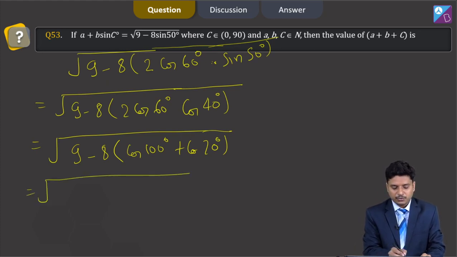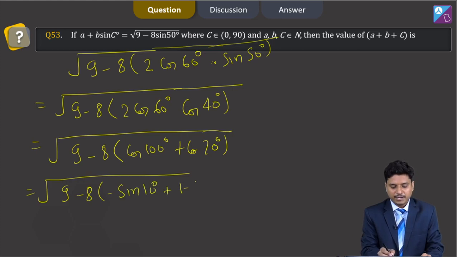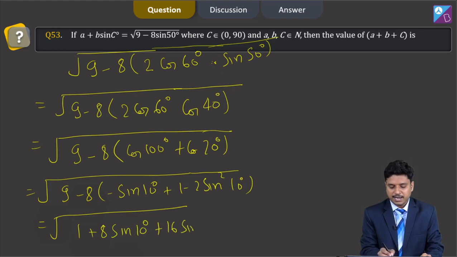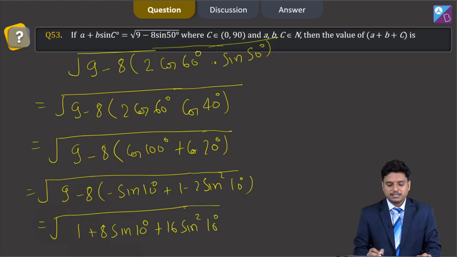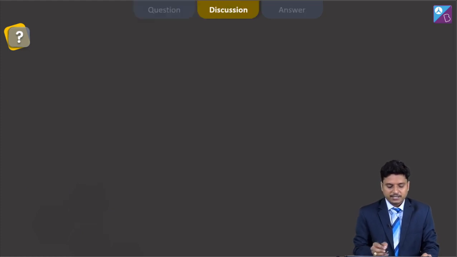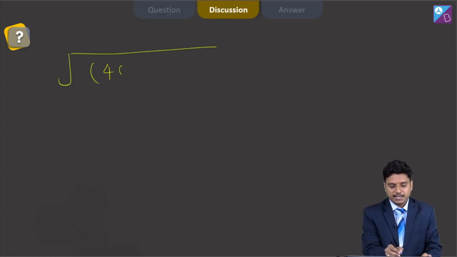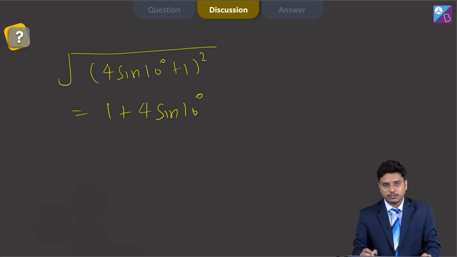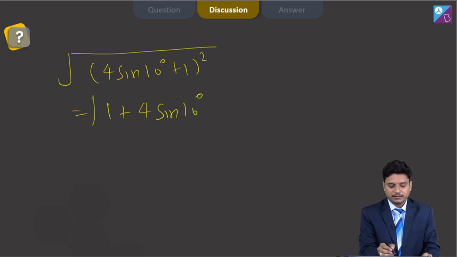So this will be equal to 9 minus 8 times minus sine 10 degree plus 1 minus 2 sine square 10 degree. So this will be equal to 1 plus 8 sine 10 degree plus 16 sine square 10 degree. So you can see that the under root term is actually 4 sine 10 degree plus 1 whole square. So this is equal to 1 plus 4 sine 10 degree, that is obviously a positive quantity. So we can simply say that the mod will again be positive, 1 plus 4 sine 10 degree.